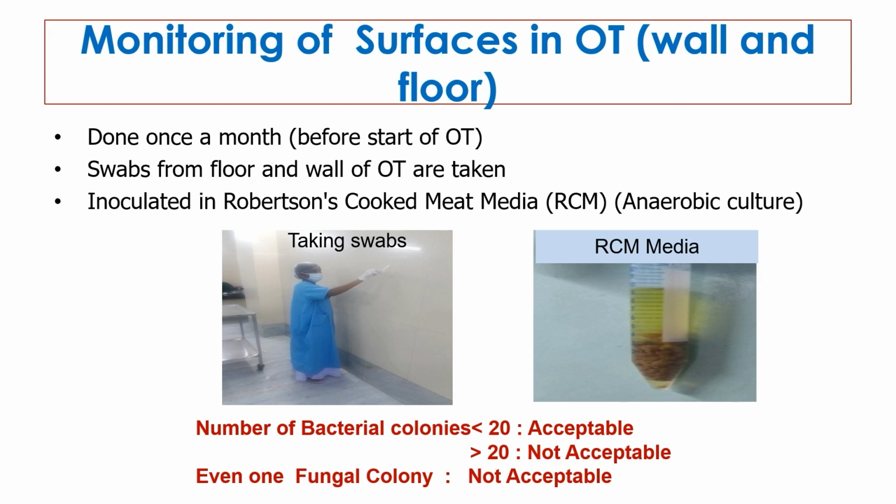Monitoring of surfaces in the OT, wall and floor, is done once a month before the start of OT. Swabs from the floor as well as the wall of the OT are taken and inoculated in Robertson's cooked meat media, which is the anaerobic culture. Number of bacterial colonies less than 20 is acceptable, more than 20 is not acceptable. Even one fungal colony is not acceptable.